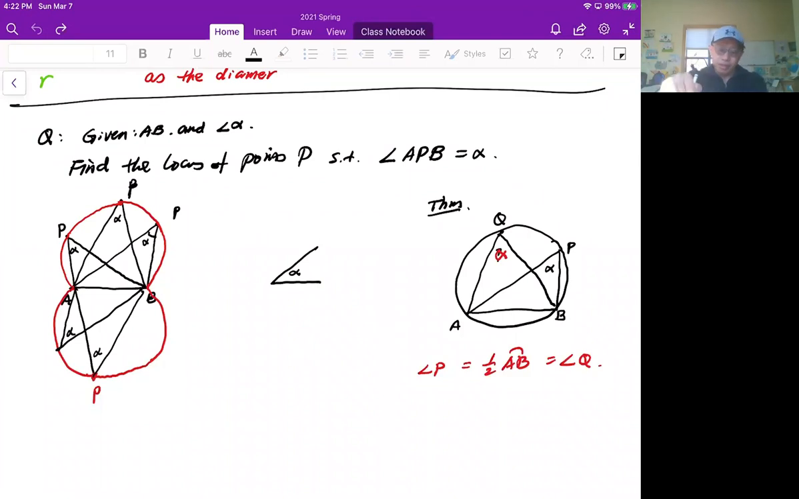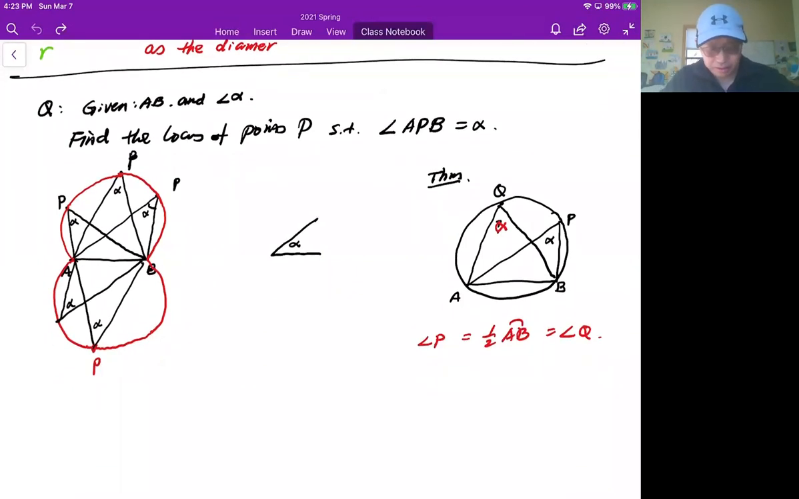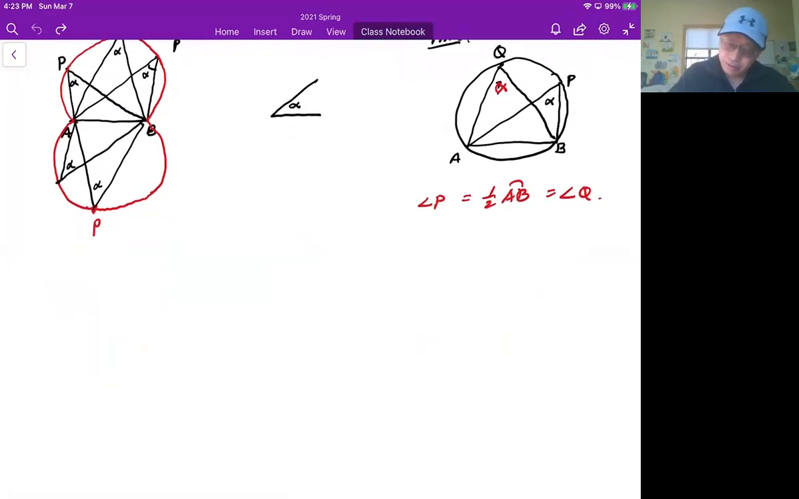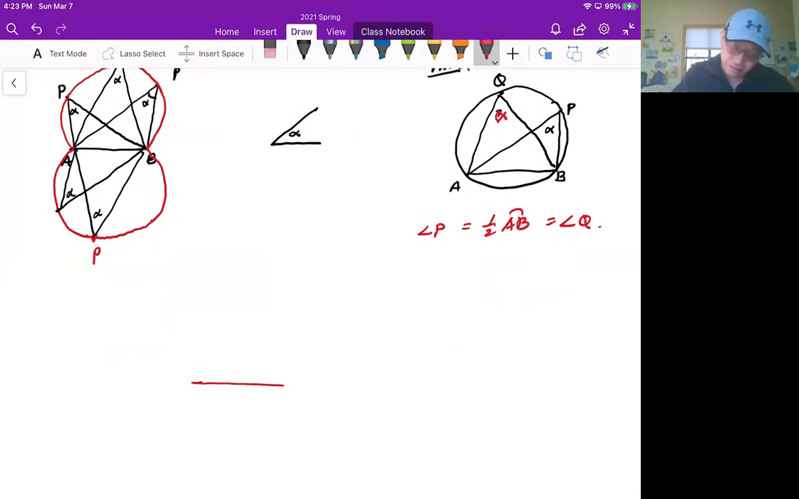Okay, so you can just say, how could I get that circle? First, I'm going to construct a side AB, right? I'm going to construct a segment AB. So suppose this is a segment AB, right? That's a segment AB.